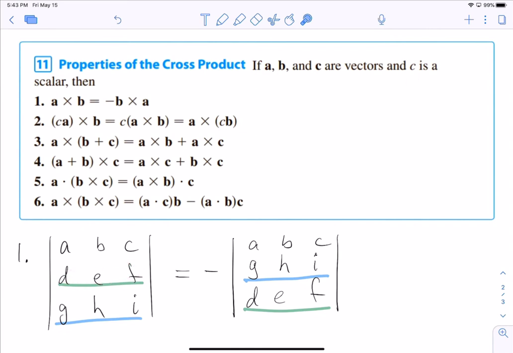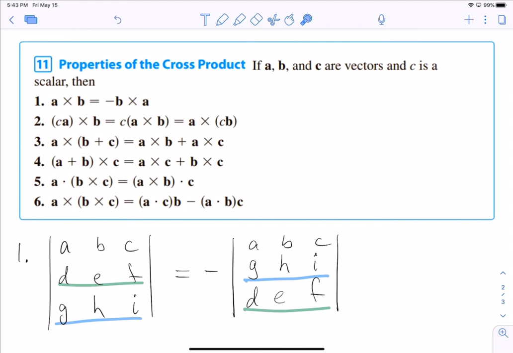If we interchange two rows of a determinant, then the result will end up having the opposite sign of the original. Remember that the second and third rows of a cross product determinant represent the vectors A and B. And so reversing the order of A and B has the effect of exchanging two rows.